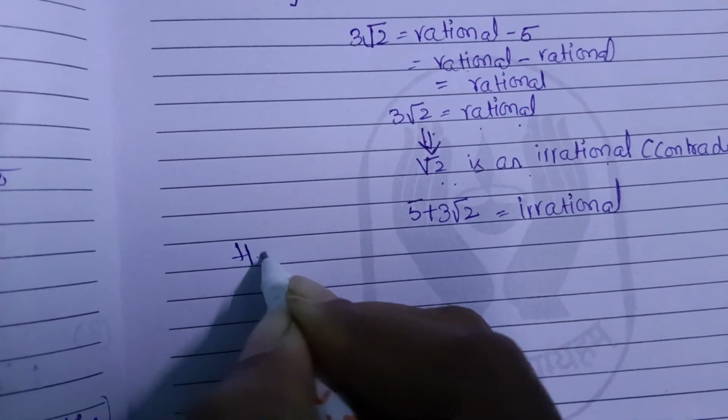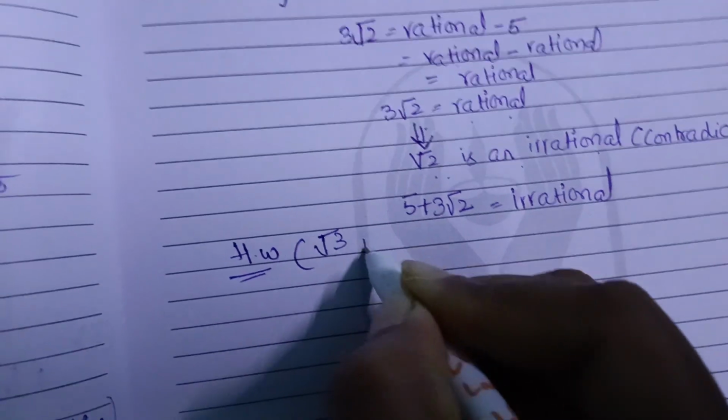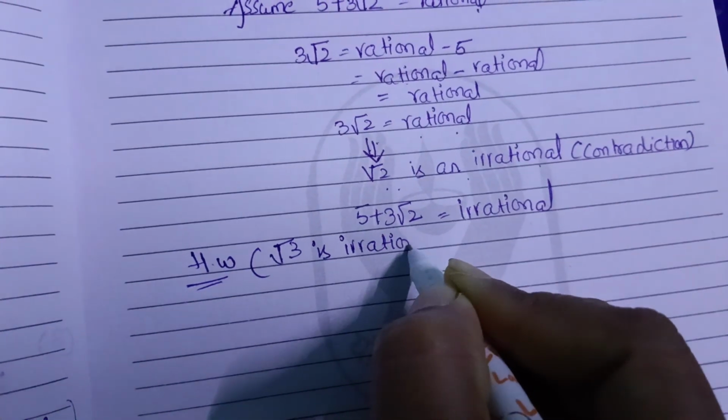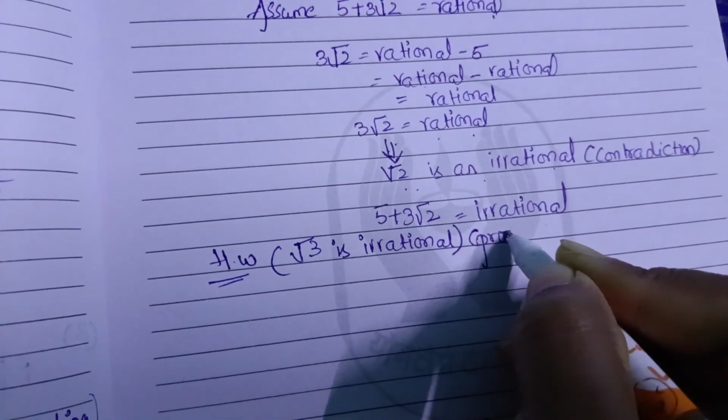See, the homework problem on this is: prove that root 3 is irrational. Okay, proof of this homework problem.